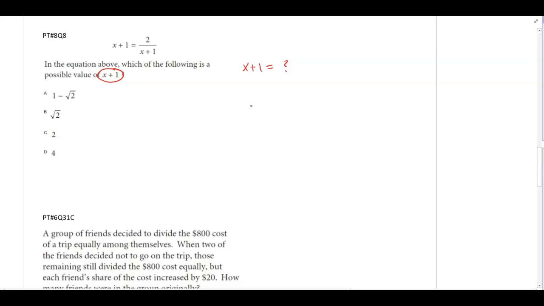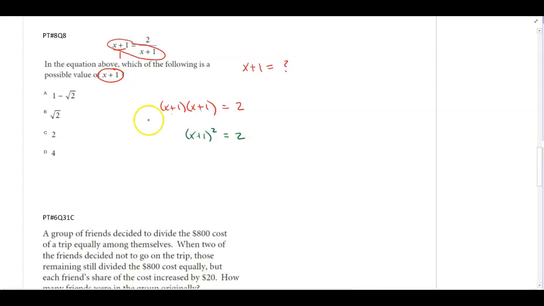Now look here. I know I'm going to put this over 1, and I'm going to cross multiply. I'm going to do x plus 1 times x plus 1 equals 1 times 2 is 2. Now, I could go ahead and FOIL this out. But if you think about it, x plus 1 times x plus 1 is the same as x plus 1 all squared. And that equals 2.